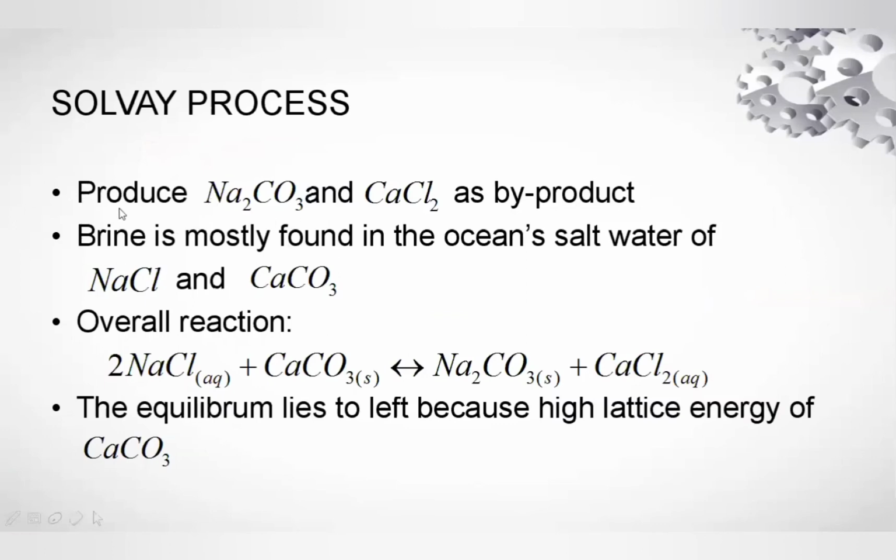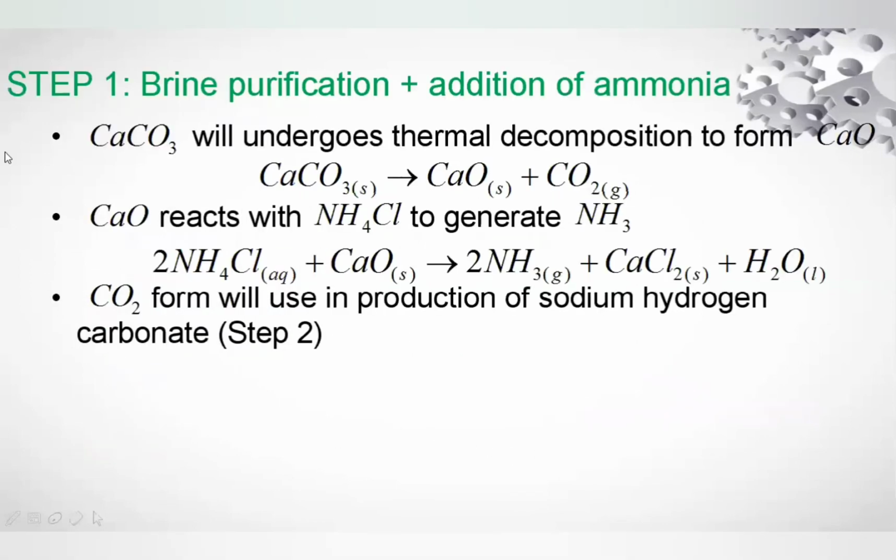So usually we use brine as the raw material to form sodium carbonate. Brine consists of sodium chloride and calcium carbonate. This is the overall reaction of the Solvay process, but we cannot directly form sodium carbonate by this reaction because the equilibrium lies to the left, because of the high stability of calcium carbonate. So we have 3 steps to form sodium carbonate. The first is brine purification and addition of ammonia.